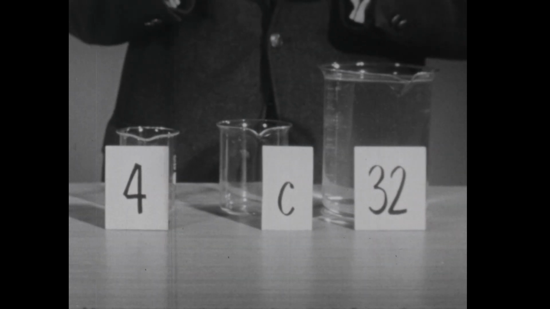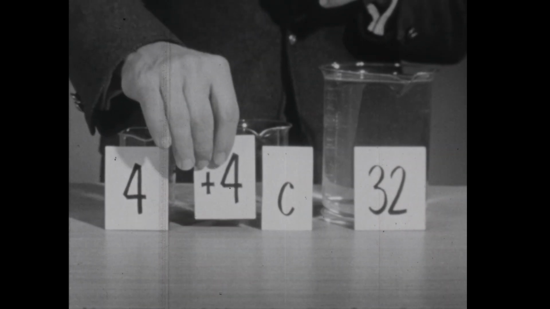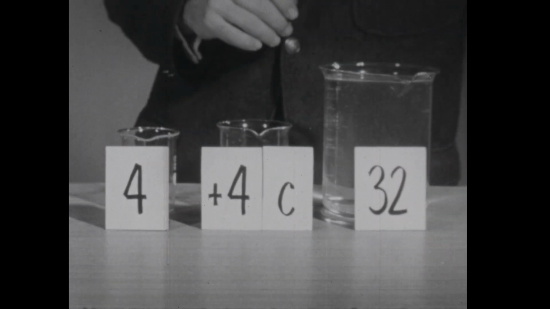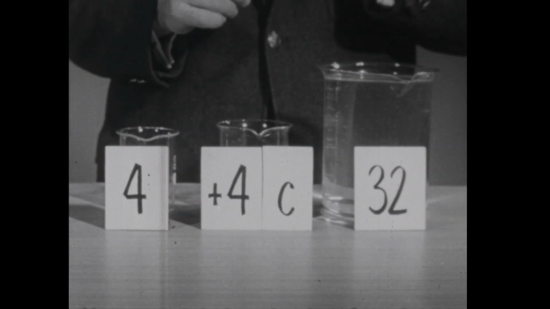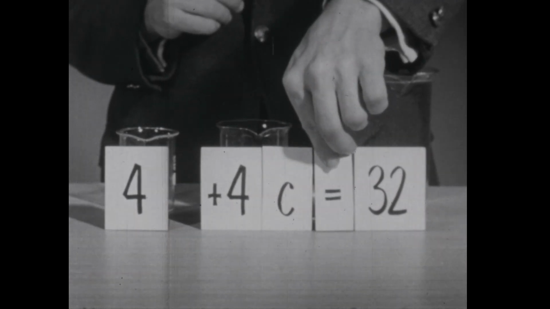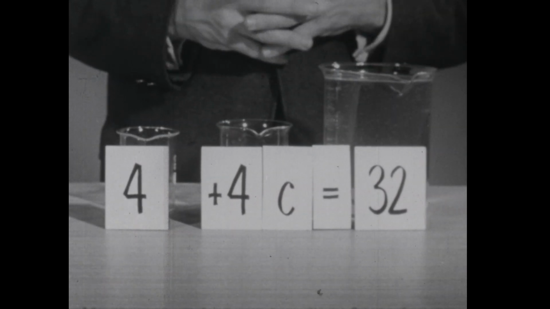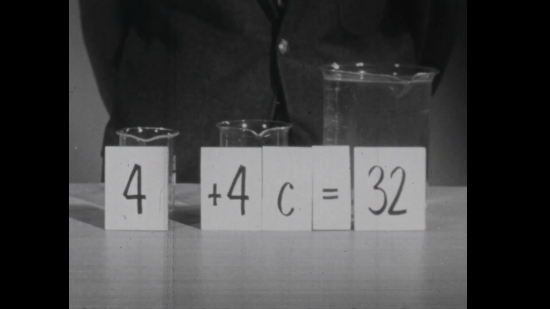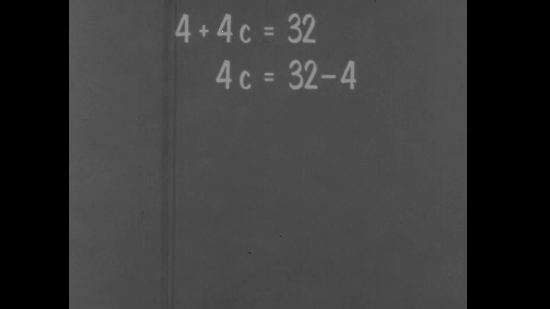Now we can write a complete algebraic statement of the problem. 4, the number of ounces of water held by the small container, plus 4C, or 4 times the number of ounces held by the medium-sized container, equals 32, the number of ounces held by the large container. A statement like this, showing quantities connected by an equal sign, is an equation. We can solve an equation by performing like operations on both sides. For example, first subtract 4 from both sides of the equation.